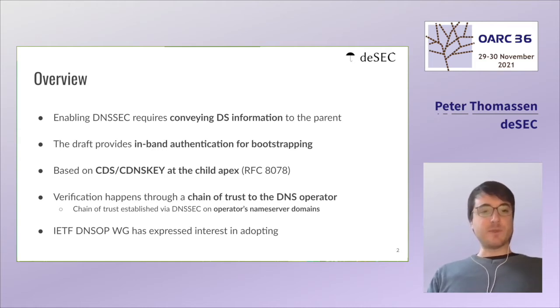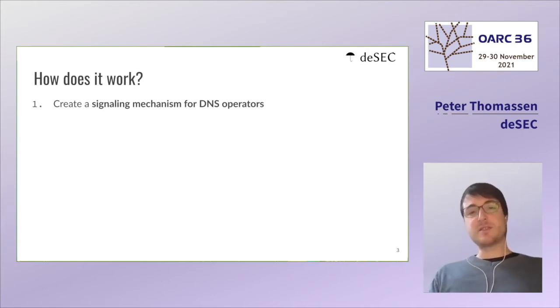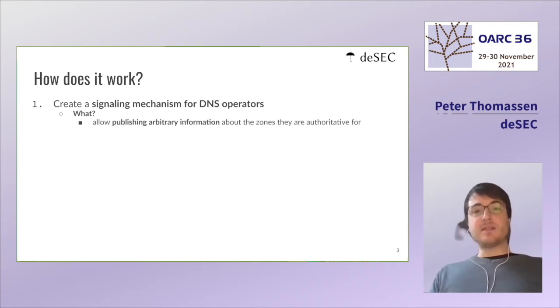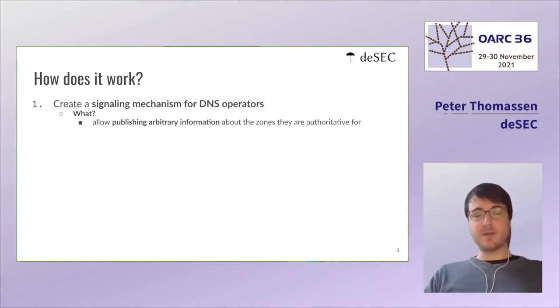This is something we've proposed to the DNSOP working group of the IETF, and let's see how it goes. So here's a very quick overview of how it works. I said initially that you need to have this pre-established chain of trust to do the signaling to the parent. So you need the signaling mechanism. It has two general properties. It allows publishing arbitrary information about zones the DNS operator is authoritative for. We will use this for DNSSEC bootstrapping, but the mechanism could be used for something else in the future. And it's authenticated and can be done on a per zone basis.